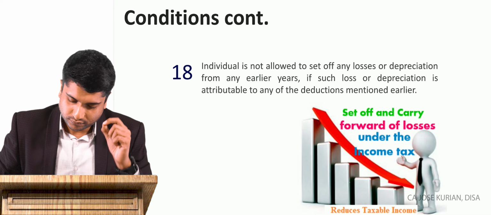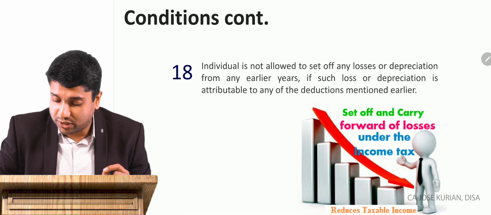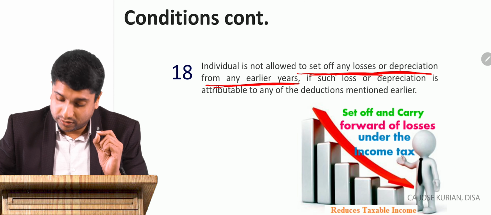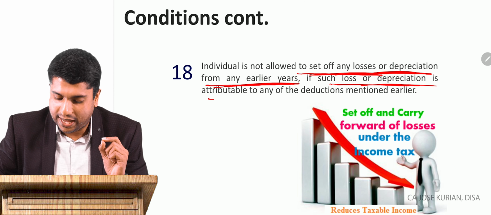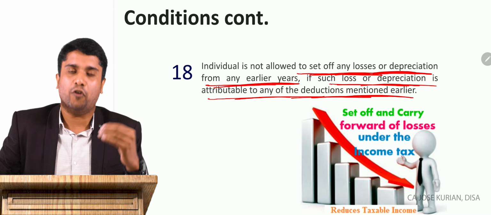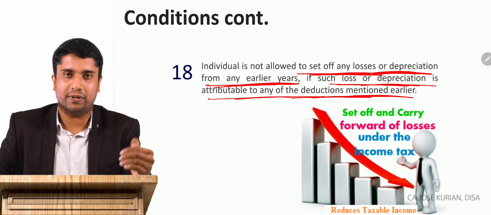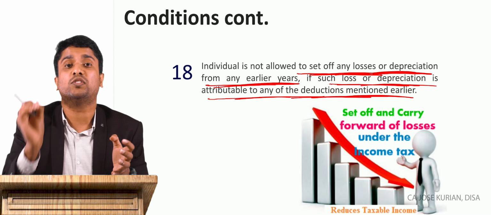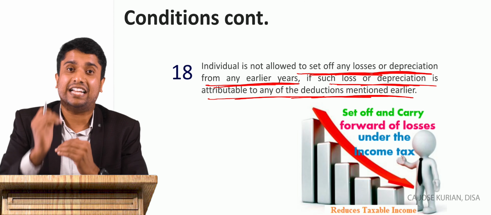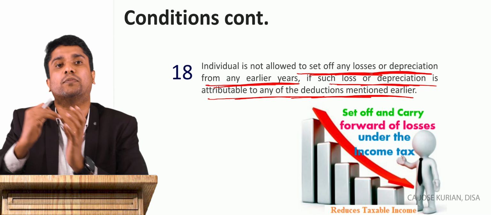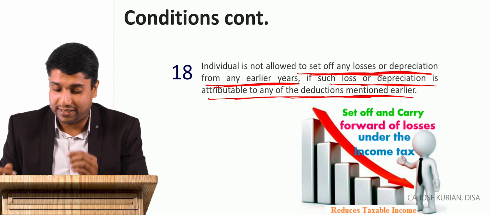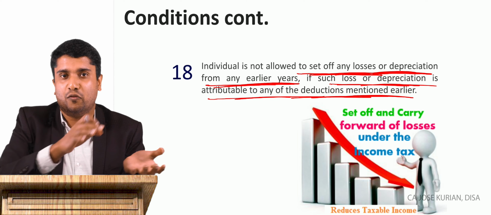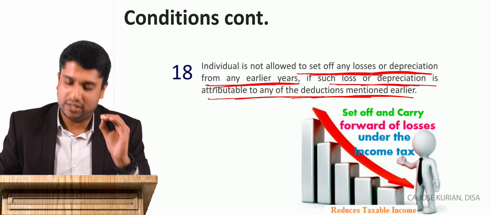Condition number 18, individual is not allowed to set off any losses or depreciation from any earlier years if those loss or depreciation is attributable to any of the deductions mentioned earlier. For example, last year I have an additional depreciation and it is carried forward due to lack of profits. Then this year if I am opting for this new slab rates, I am not supposed to set off that additional depreciation which has been brought forward. That's what they are saying. All those losses and depreciation which are connected to any of the above deductions which are brought forward, you are not supposed to set it off.